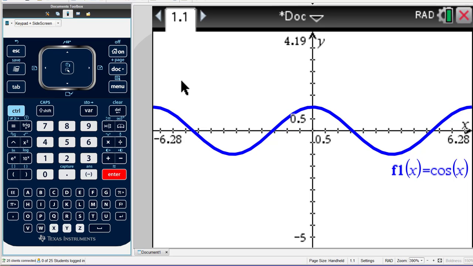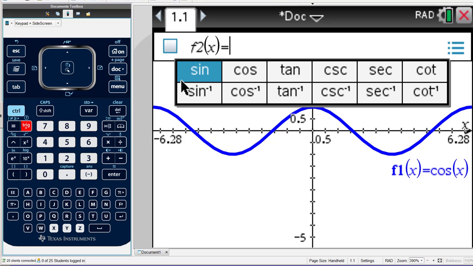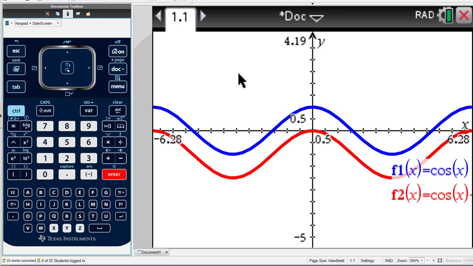Okay. Now I'll graph the second one. So I'm going to hit tab to put in my second graph, and I'll do cosine x. And then this one, remember, is negative 1, so we'll put that outside of the parentheses because it's a vertical translation. That matches what we have.